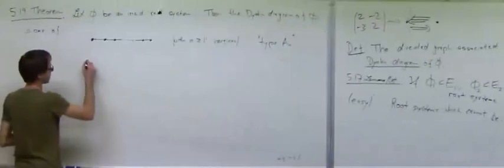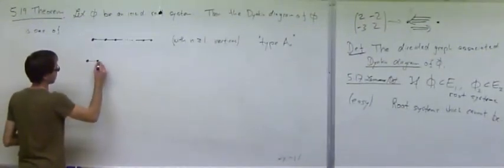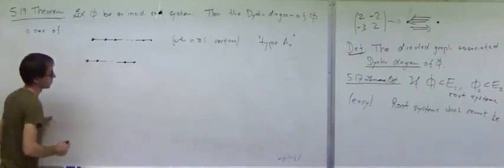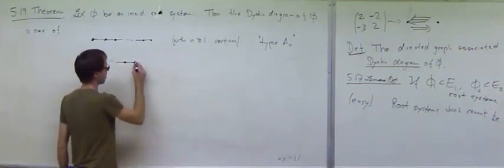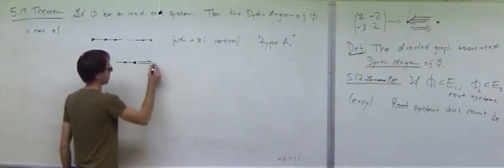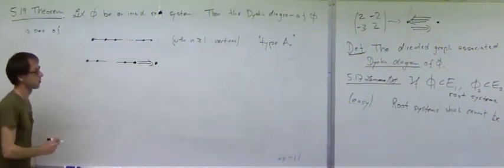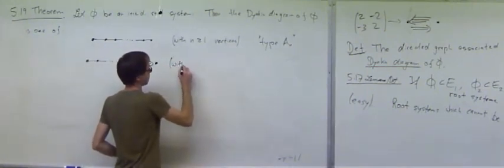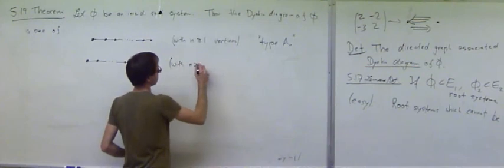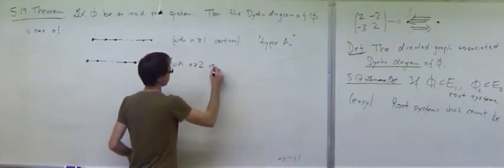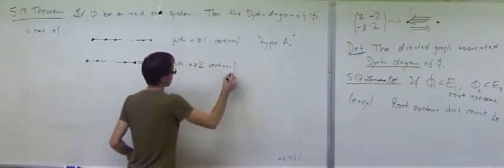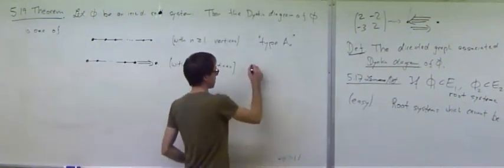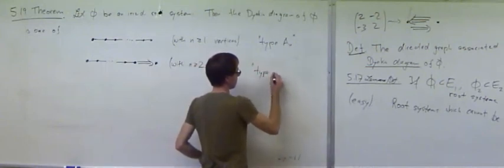Then the next possibility is also we have a string as before, and then a double edge, here with n larger or equal to 2 vertices, right? Because if I have one vertex, then somehow this double edge doesn't make sense. So this is what's called of type Bn.